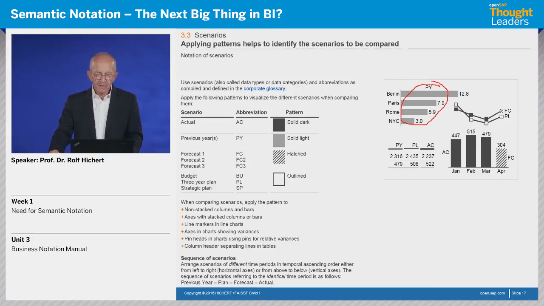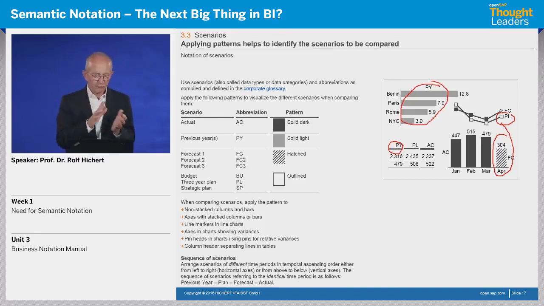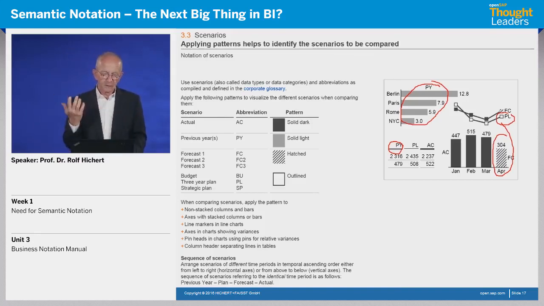And the application, as you see it here, would be: this is bars for previous year. This is using the previous year in a table, and this is forecast in a column chart, and this is plan in a line chart. There are symbols using these different types of scenarios.